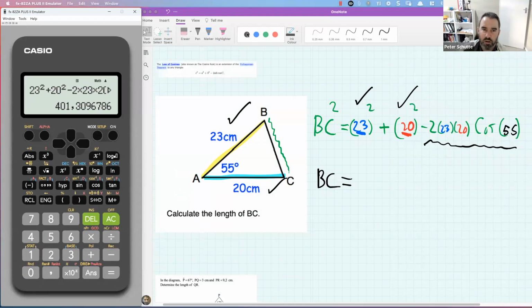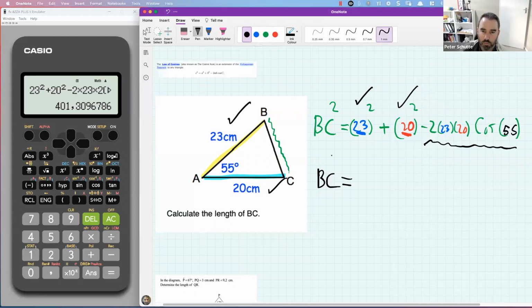So maybe I should even write BC squared first before I write BC. So this is going to be 309. Now, there's a trick. Let's see what people are putting in the chat here. What are people getting for their values? We have to square root it. Yes, you do have to square root it to get BC by itself.